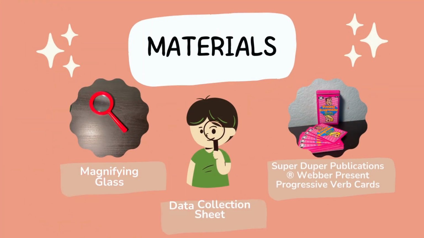The materials I'll be using include the Super Duper Publications Weber present progressive verb cards and a toy magnifying glass for the child to use when engaging in a verb card scavenger hunt activity. To collect data, I'll be using a data collection chart sheet that will be shown later in this video. Other objects in this video include different types of toys for the cards to hide behind or under.